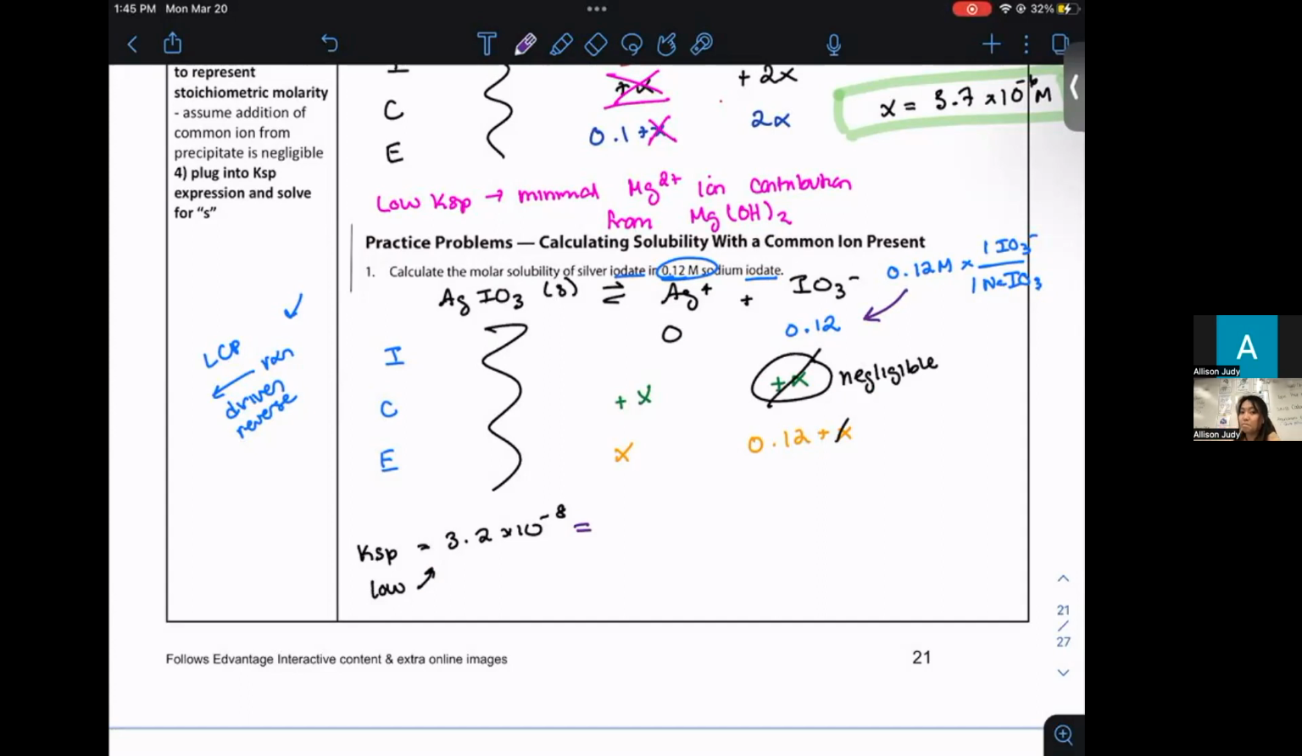Well, wouldn't it be more, since we're adding? What do you mean more? We'd have more iodate than 0.12. Yeah, but it's such a negligible amount of more because look at our KSP value.